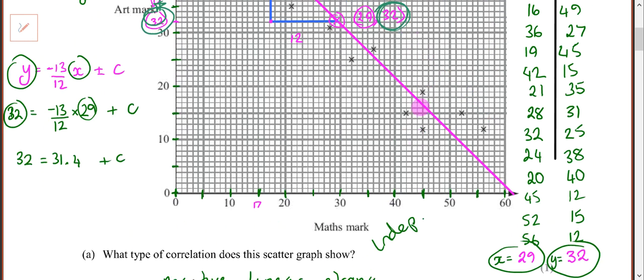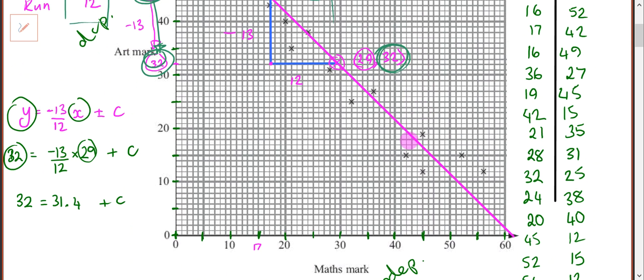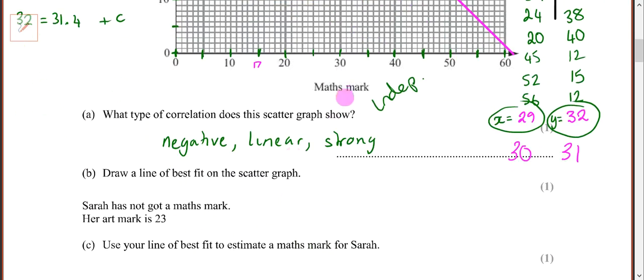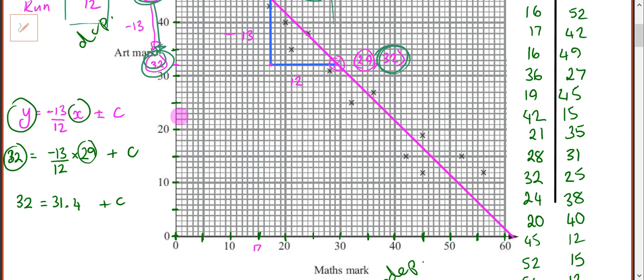Now, this is a bit of a bad question. So if I was going to use my line of best fit this way round, her art mark is 23. If you go across to 23 on art and read across and come down, what do you predict her maths mark would be? Let's find 23 on art. Let's go across and let's go down. What do you think her maths mark could be? 39? Yeah? That's our prediction.